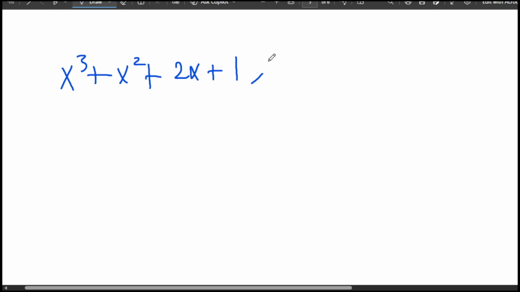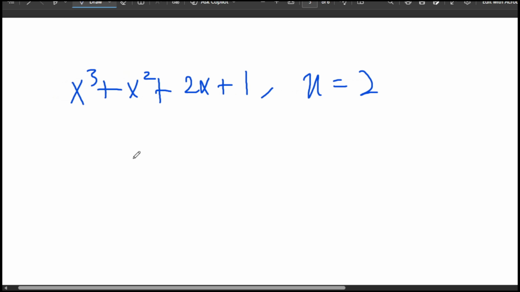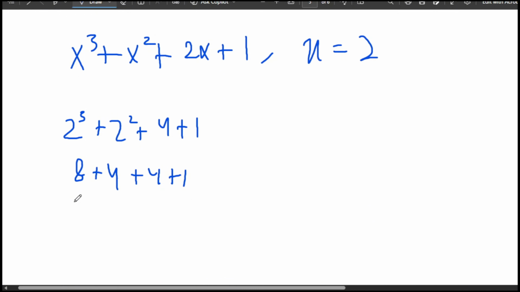Find the value when x equals 2. So when x equals 2, we have 2 cubed plus 2 squared plus 4 plus 1, right? So 8 plus 4 plus 4 plus 1. We have 16 plus 1, which is 17.